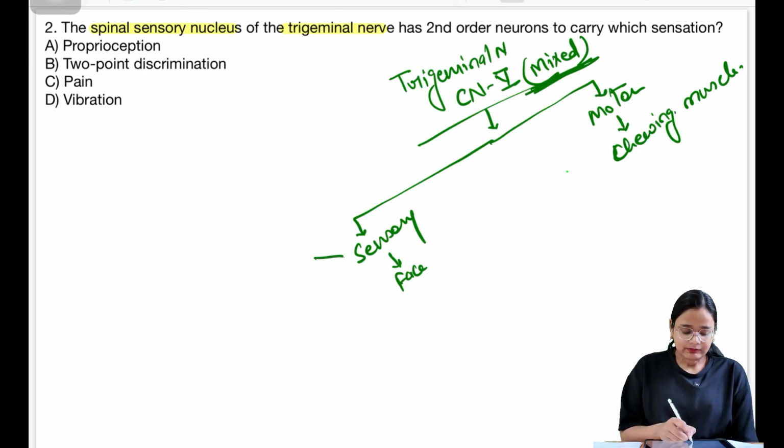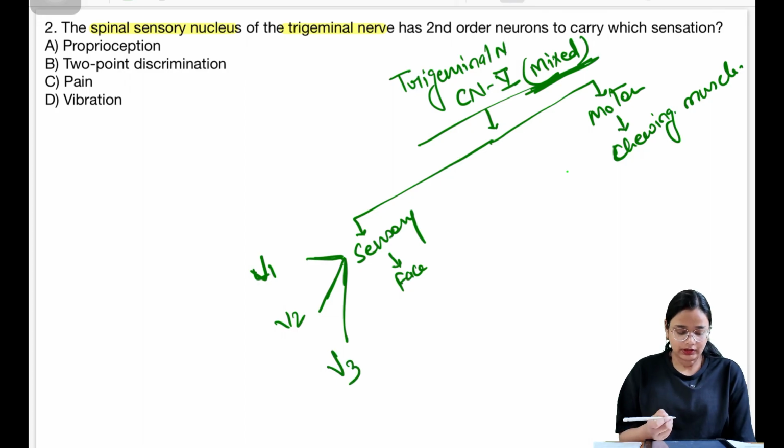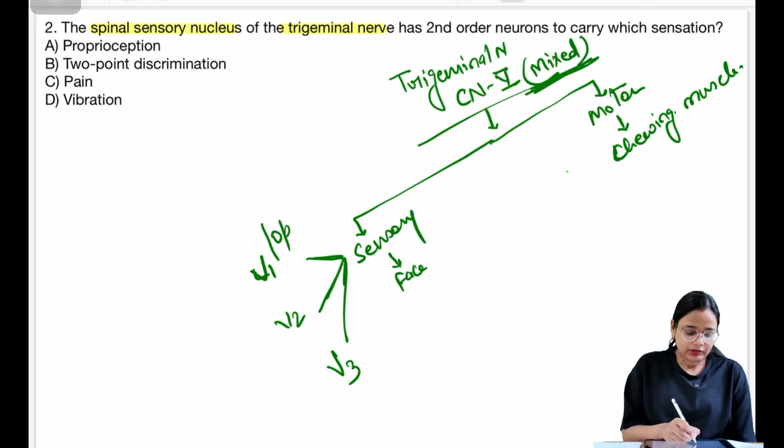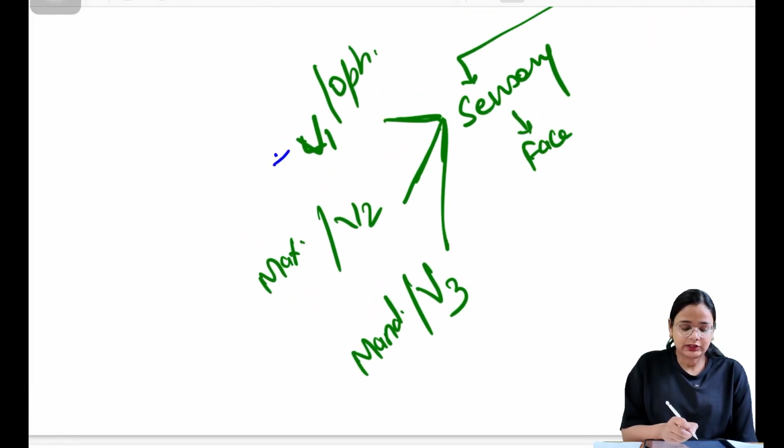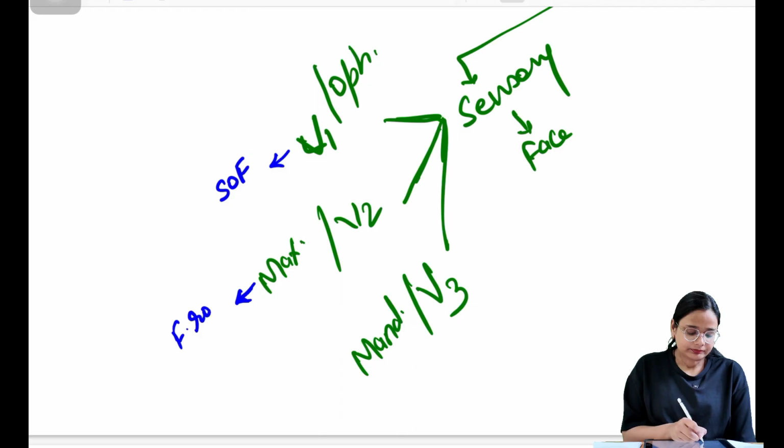Okay, the sensory fibers again divide into three parts. So this fifth cranial nerve has three parts, V1, V2 and V3. V1 is also known as the ophthalmic part, V2 as the maxillary part, and V3 as the mandibular part. V1 passes through the superior orbital fissure. The maxillary nerve, or V2, passes through the foramen rotundum. And the V3, or mandibular part, passes through the foramen ovale.